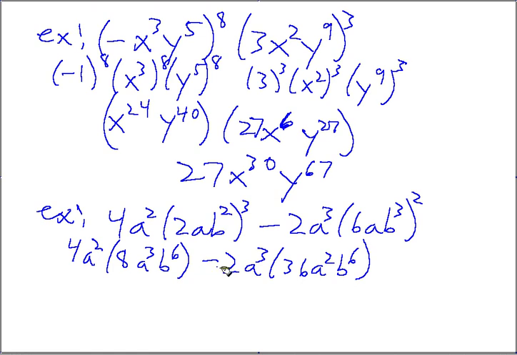Now what happens next? Well, before I subtract, I need to multiply these quantities out. So let's multiply it out. What is 4 times 8 going to be? 32. First we multiply the coefficients, right? And I have a squared, a cubed. How many a's do I have total? Well, again, add them up, right? That's going to be a to the 5th. And b to the 6th by itself.